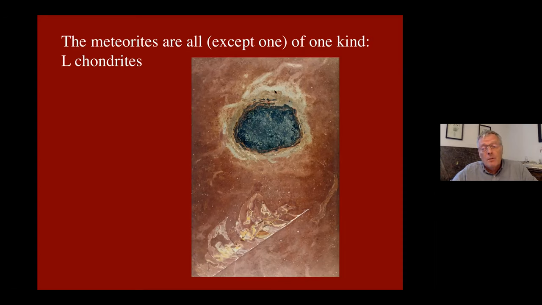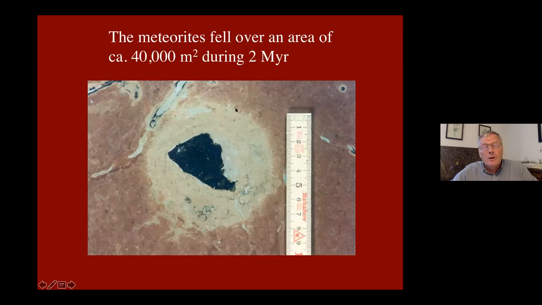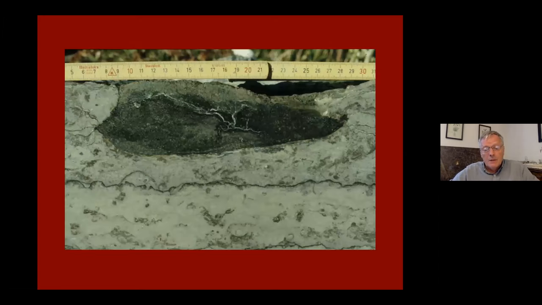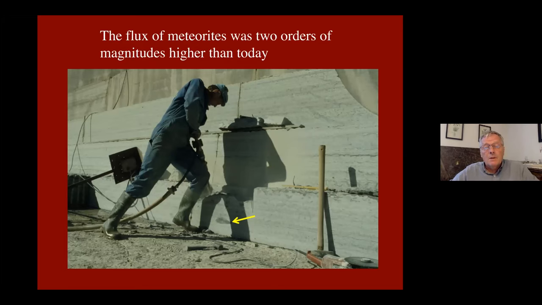Paleontologists, please look at the upper part of the image. That's the meteorite, and don't care about the orthoceratite at the base. The meteorites fell over an area of about 40,000 square meters during 2 million years. This is one of the meteorites. And down here you have another one that is still in the mountain, in the section. From all this data, we can see that the flux of meteorites was at least 2 orders of magnitude higher than today, in perfect agreement with what we saw from the higher number of craters. And here is the same meteorite that you see at the base. It's out.